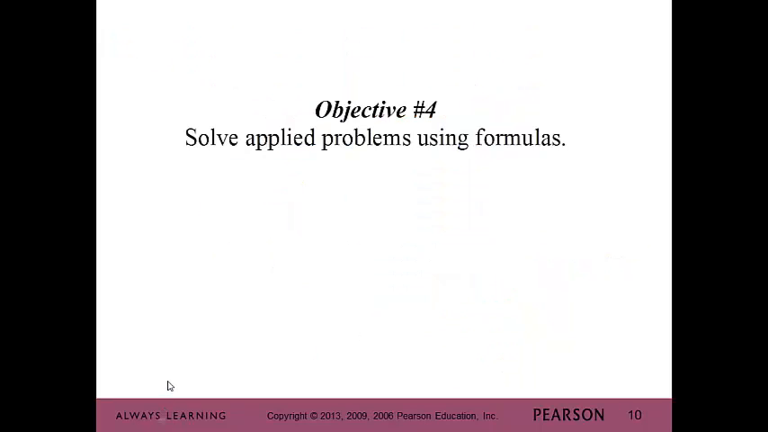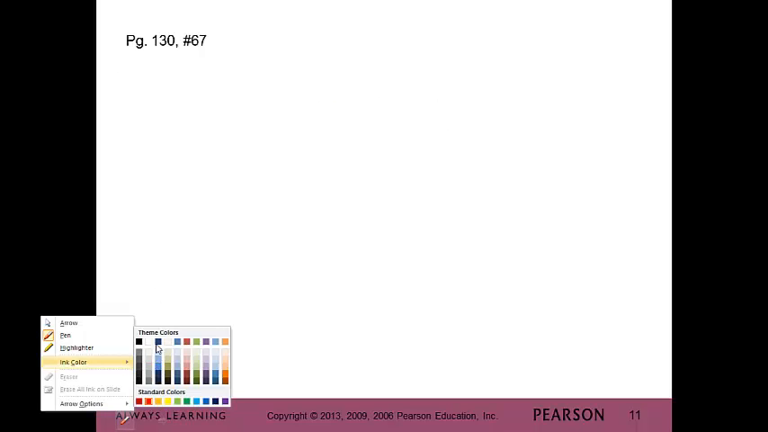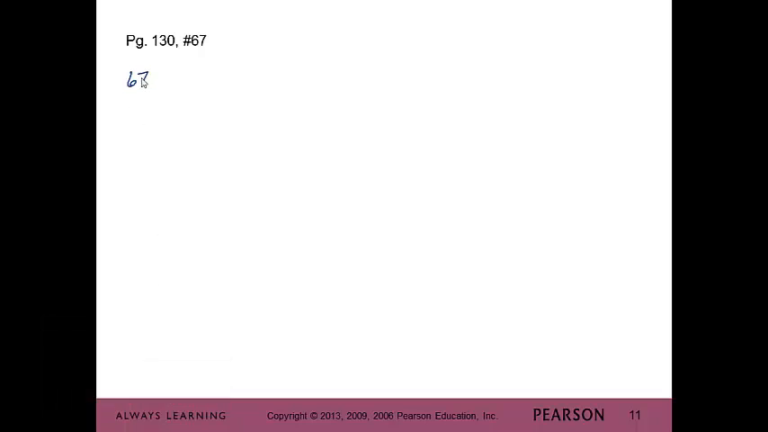All right, last objective is objective 4. It says to solve applied problems using formulas. So let's look at number 67. It says the formula m equals n over 5 models your distance m in miles from a lightning strike in a thunderstorm if it takes n seconds to hear the thunder after seeing the lightning. And then 67 says, if you are 2 miles away from the lightning flash, how long will it take the sound of thunder to reach you?